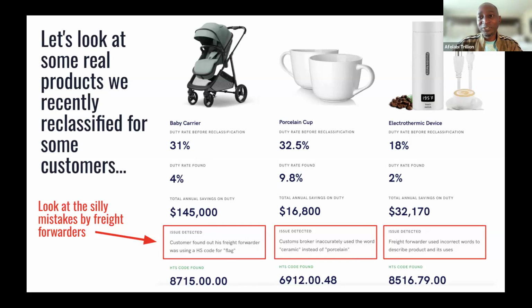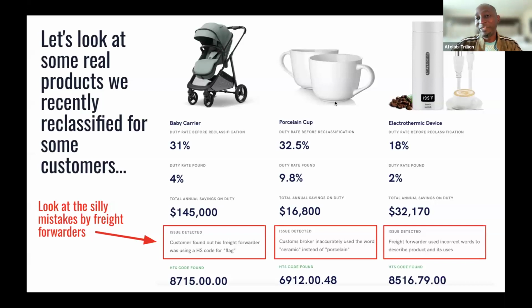But the person doing his paperwork, his freight forwarder, doesn't care. He just uses any random customs code to import his product. He was paying $145,000 more per year just because of this silly mistake by his freight forwarder. Look at the other one.